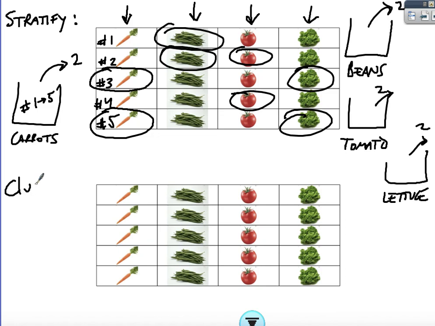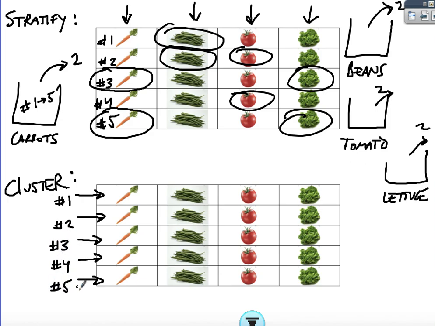If I cluster, then I want to have many populations. So I want a mixture of everything in each group. So I would actually then group horizontally. That way I would have a carrot, beans, tomatoes, and lettuce in each group. And then I would say, okay, this is group number 1, group number 2, group number 3, group number 4, group number 5. And I would put all of those into a hat.